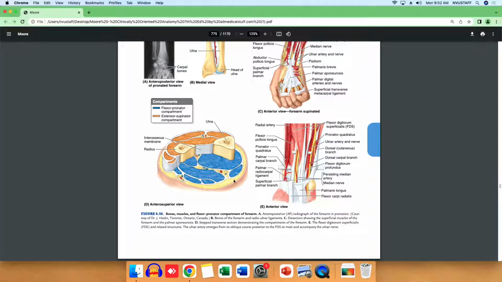In the bluish color, schematically, we can find the anterior, also known as flexor pronator compartment. And in the brown color, we can find the posterior compartment, known as the extensor supinator compartment.